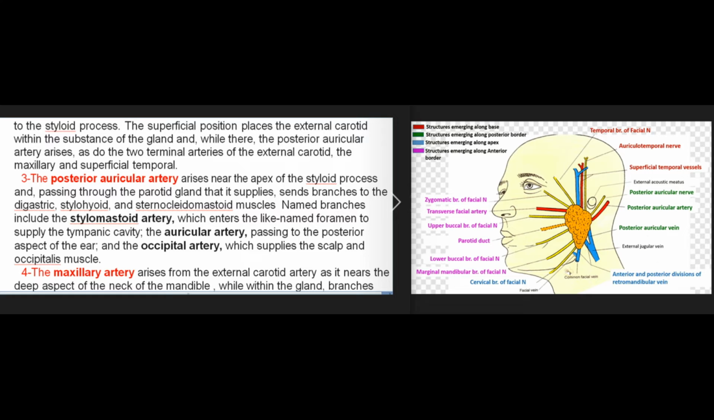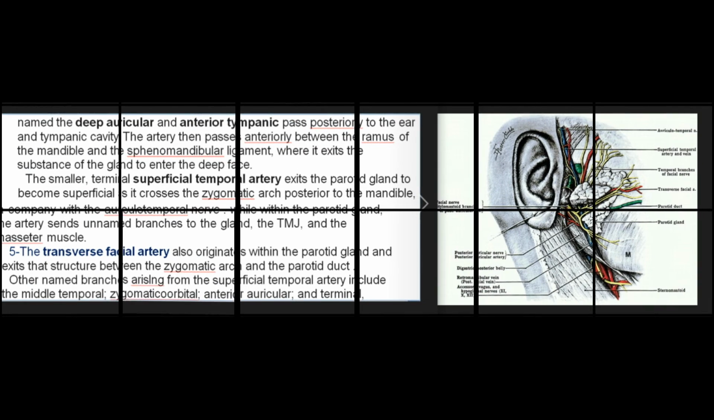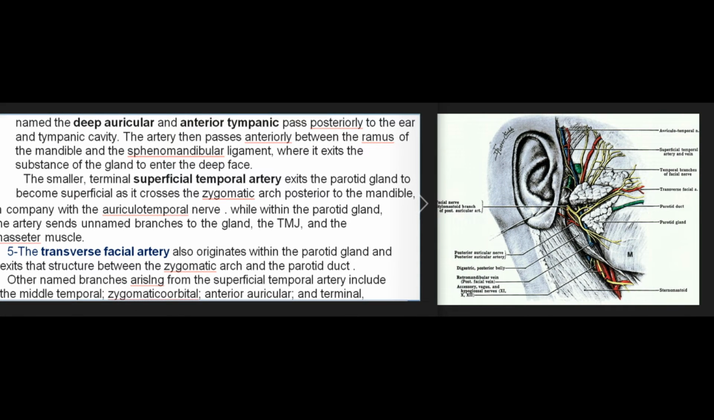4. The maxillary artery arises from the external carotid artery as it nears the deep aspect of the neck of the mandible, while within the gland, branches named the deep auricular and anterior tympanic pass posteriorly to the ear and tympanic cavity. The artery then passes anteriorly between the ramus of the mandible and the sphenomandibular ligament, where it exits the substance of the gland to enter the deep face.